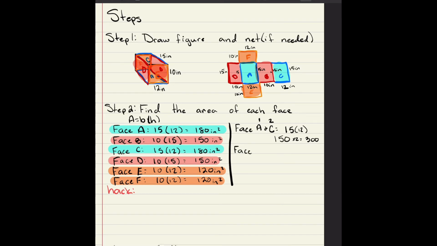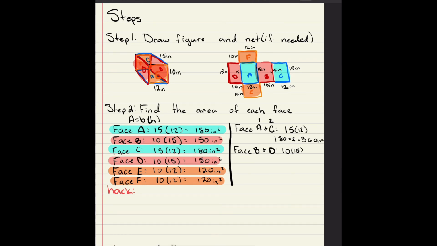Next, we can say the area for face B and D, which was 10 times 15. No, it's not. Oh, silly mistake. 15 times 12 is 180. And when you multiply that by 2, well, 18 plus 18 is 36, so it's 360 inches squared.